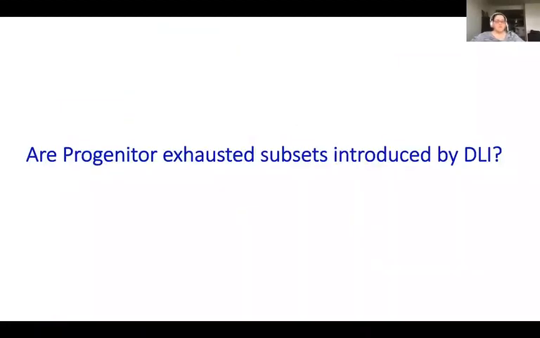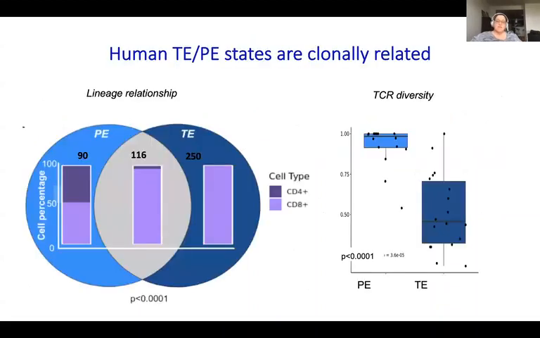The final thing that we want to look at is, are these progenitor subsets that are expanding, that are really growing, that are really leading to this response, are they introduced by the actual DLI? We are giving donor lymphocytes in. So first of all, we look at the TEPE relations and see that they're clonally related, that the progenitor exhausted and the terminally exhausted often share the same clonotype. So really it is the progenitor exhausted that are sometimes leading later on to terminally exhausted cells. They have a shared lineage.